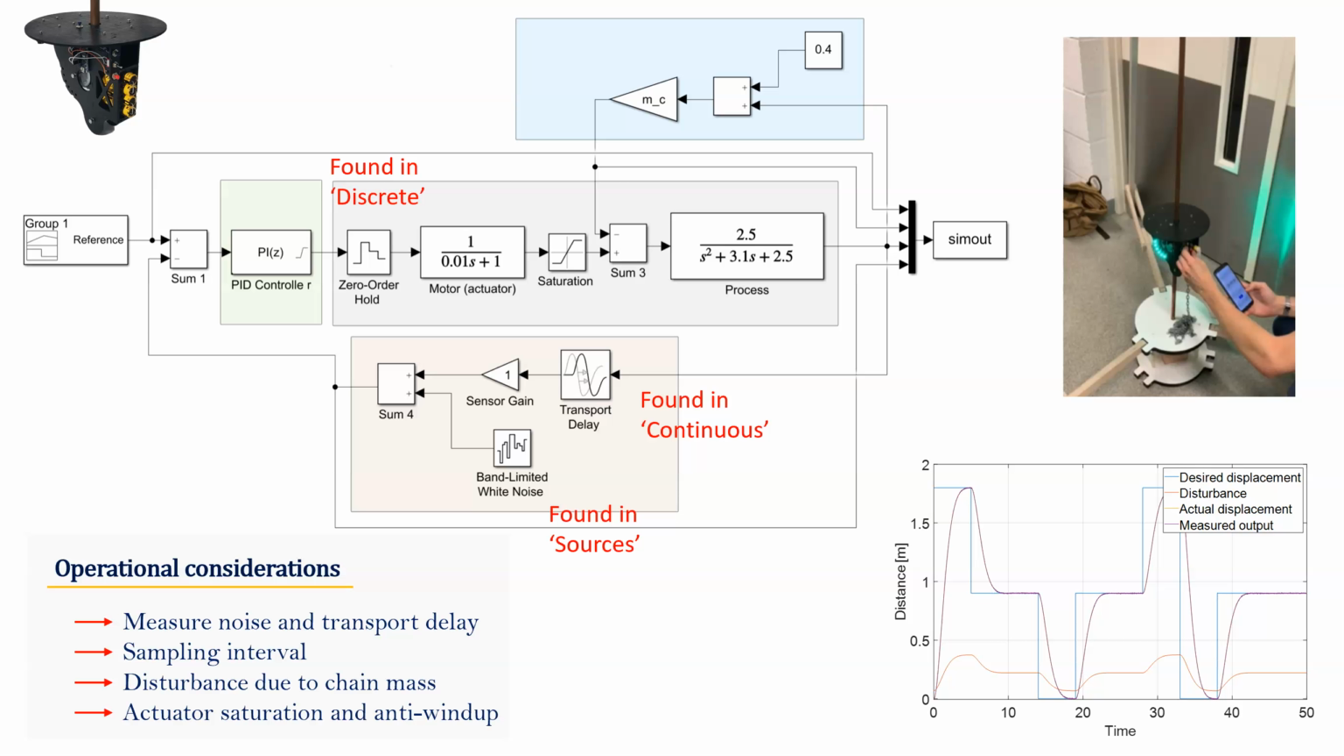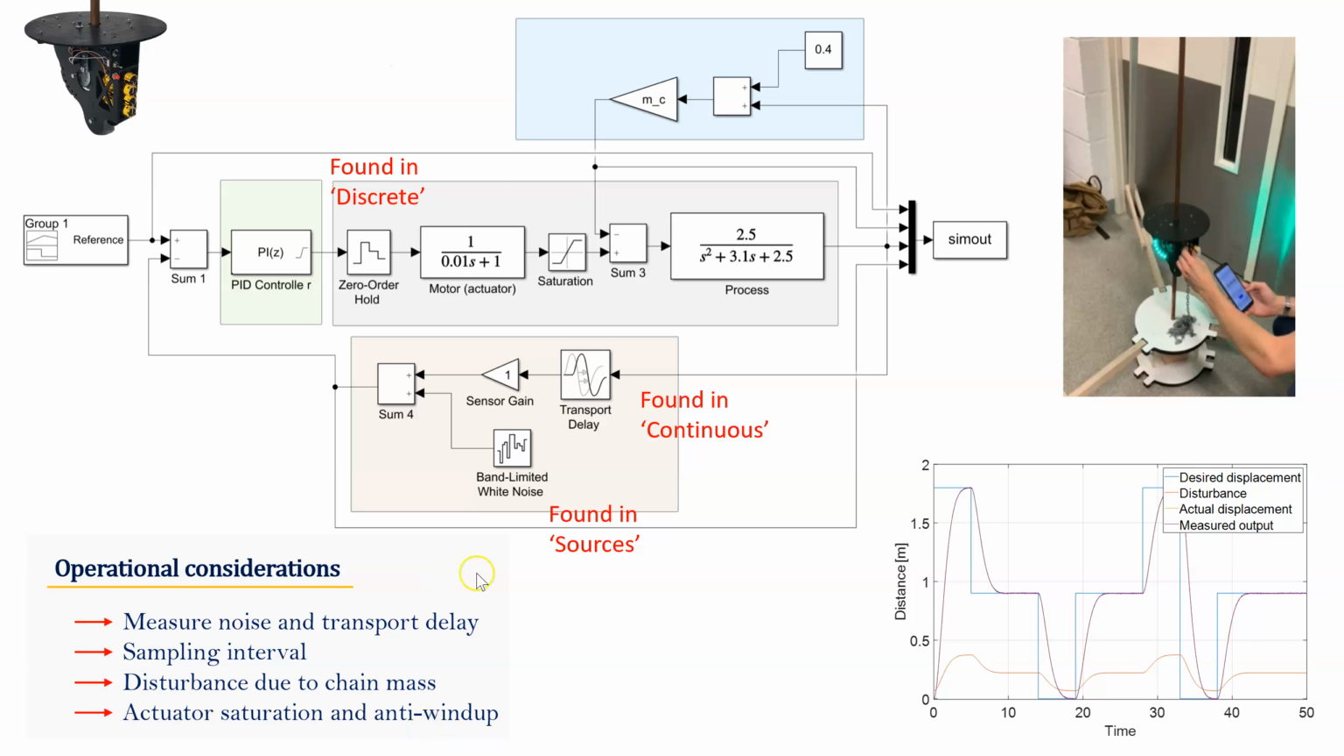So in this short video, we're going to look at the modelling of a feedback control system with focus on PID control. In this case, it's got a PI, and we'll look at the following operational considerations, so the practical considerations: measurement noise and transport delay, sampling interval, which we'll talk about briefly, disturbances due to the chain mass, and also the actuator saturation and anti-windup.